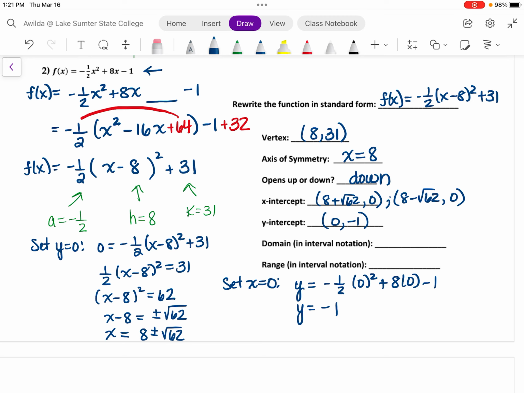The domain, as always, is the set of all real numbers for quadratic functions. And let's see, this parabola is going to open down, which means that the vertex is the highest point. That means the range will go from negative infinity up to, and including, 31. So we'll use square brackets for that.